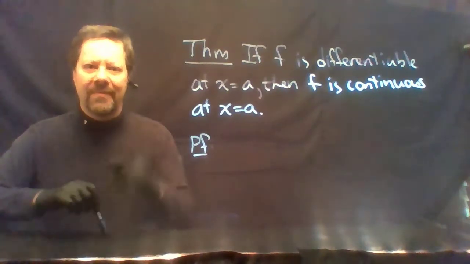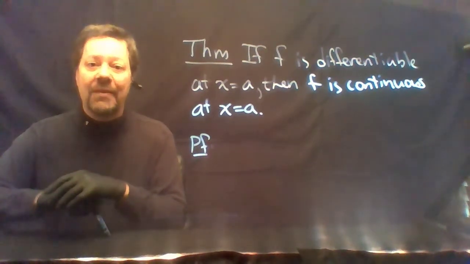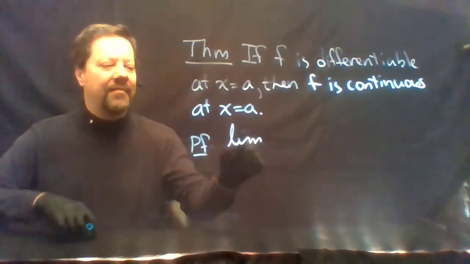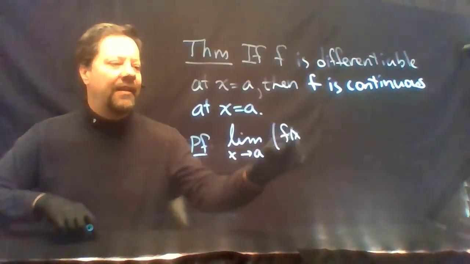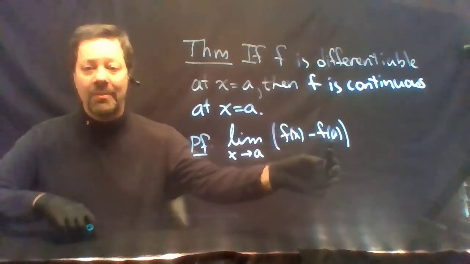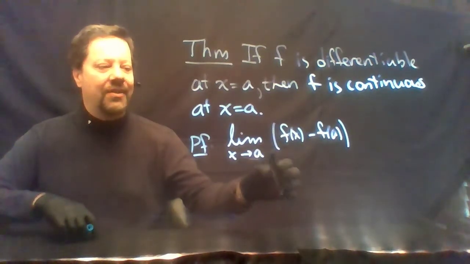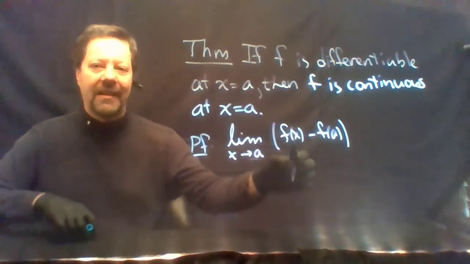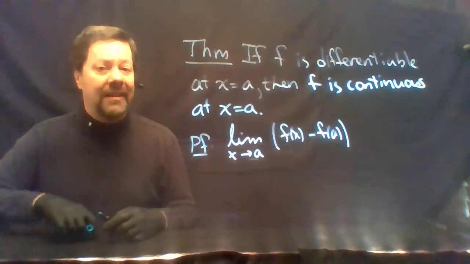There were three parts. The limit exists, the function value is defined, and the limit equals the function value. Here's what we'll do. We'll take the limit as x goes to a of f of x minus f of a. You can see then that we're assuming the function is defined at a, and if in the limit as x goes to a, we can prove that this limit is equal to 0, then the limit of f as x tends to a will equal f of a. Our goal is to prove that this limit equals 0.